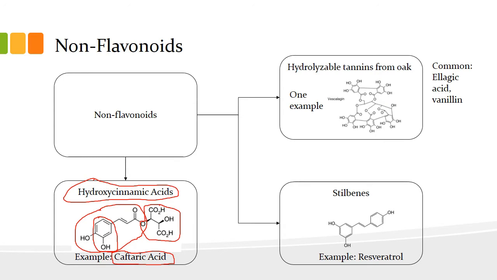And these are also in both whites and reds. They come from the pulp, not from the skins. And so they have equal amounts in whites and reds. Hydroxycinnamic acids are pretty equal in whites and reds.